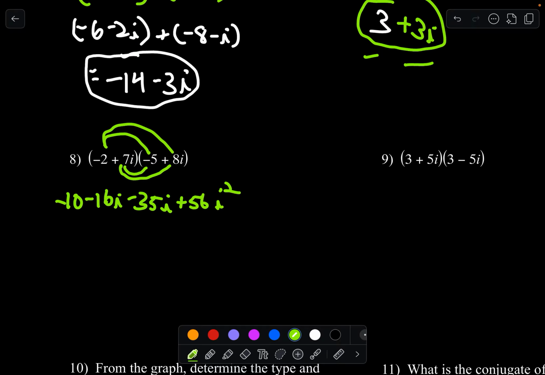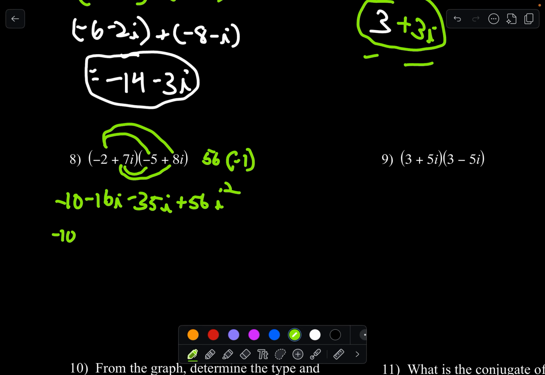All right? Now, what's interesting about the I squared, you have to remember I squared is equal to negative 1 by definition. So it's really plus 56 times negative 1. Well, 56 times negative 1 is negative 56. So we have negative 10.